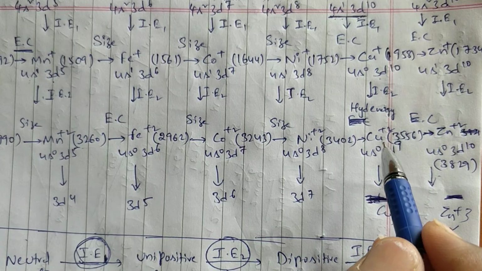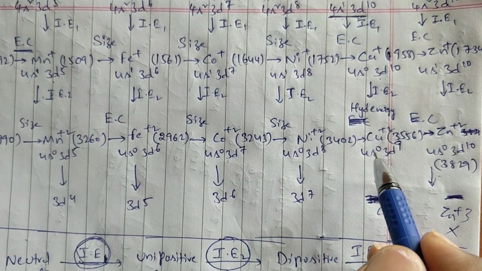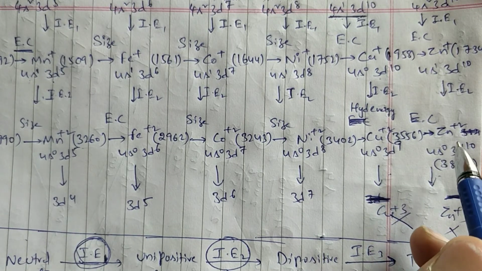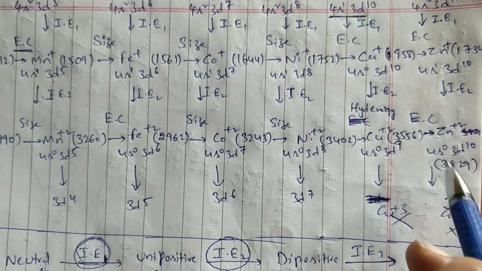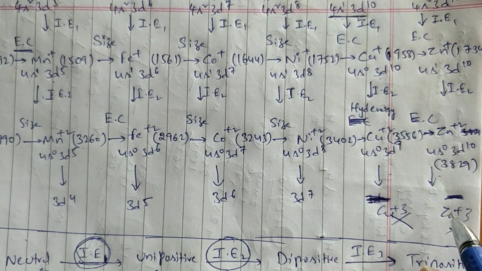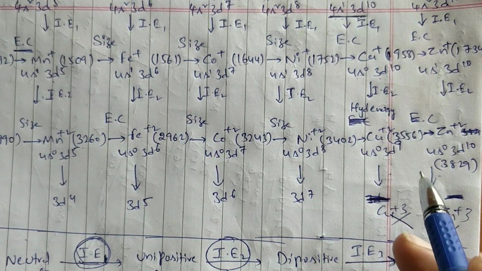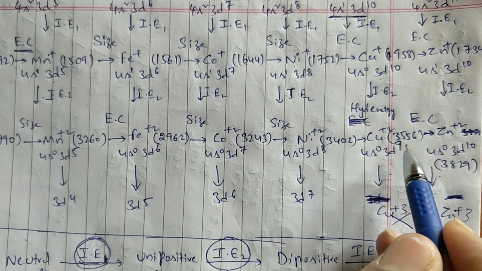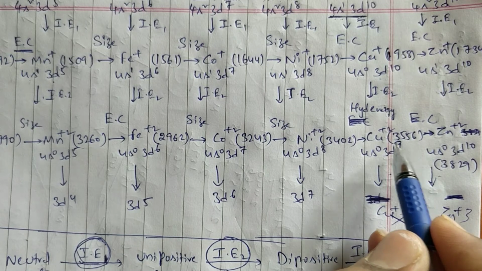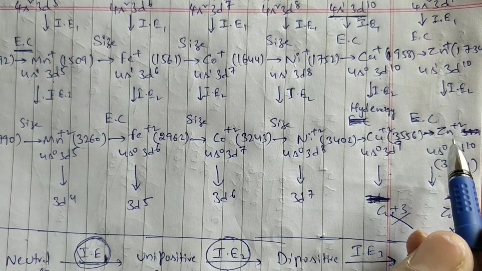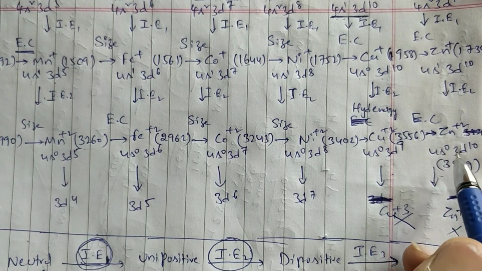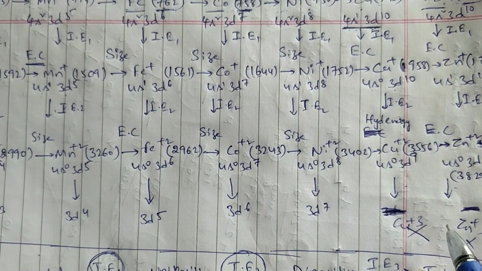That's why Cu+2 is the more stable cation for copper. Zn+2 is the most stable cation for zinc. Up to that only. Zn+3 does not exist. Cu+3 also does not exist, because to convert Cu+2 to Cu+3, a very high amount of ionization energy is required. To convert Zn+2 to Zn+3 also, a very high amount of ionization energy is required, which is not at all possible for us to supply.